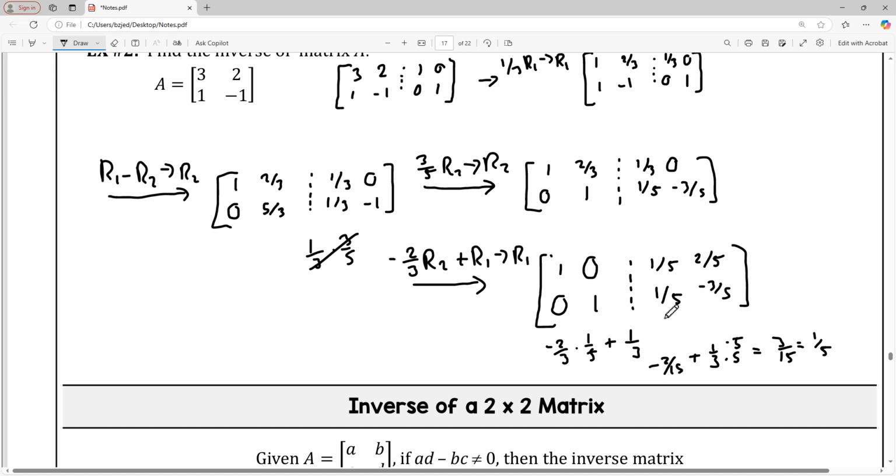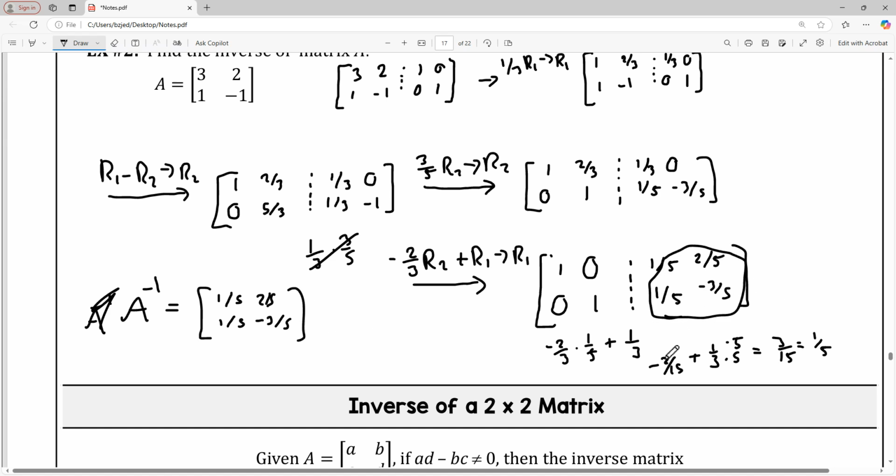So the reason we did all this is, what I'm saying is, if our matrix A is 3, 2, 1, -1, our matrix A inverse, very badly written, is the matrix 1/5, 2/5, and -3/5. This matrix that we have here on the right, this thing here, that is our inverse matrix.